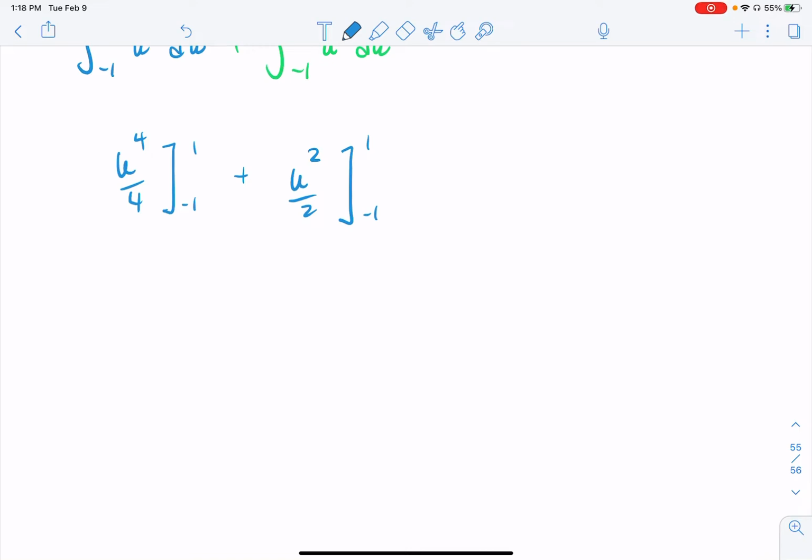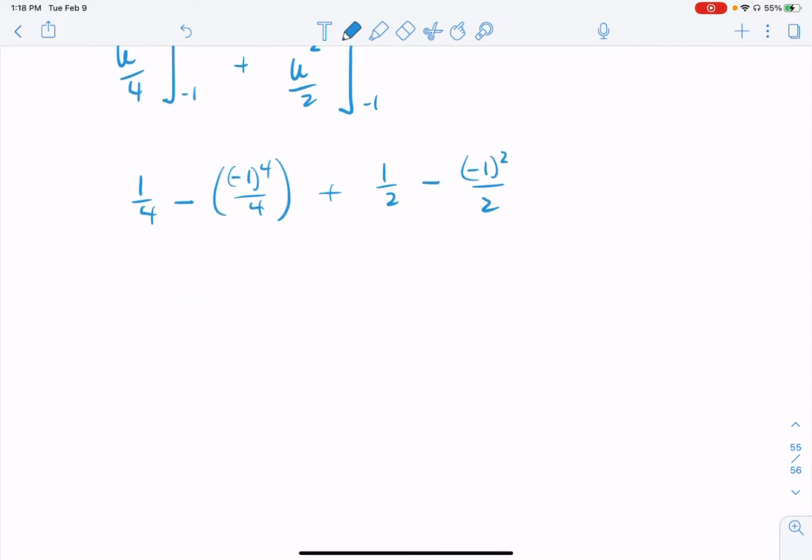Plugging in our 1 on the left-hand side, we have 1/4 minus, plug in a negative 1, negative 1 to the 4th over 4. Let's do the same thing for the other one. 1 squared is going to be 1/2, of course, and then minus, I stick in a negative, negative 1 squared over 2. Hey, what's going to happen here?